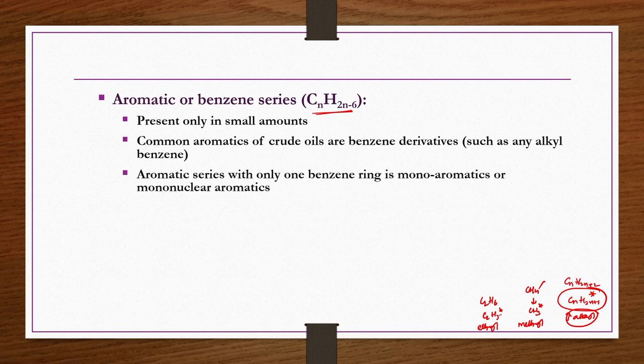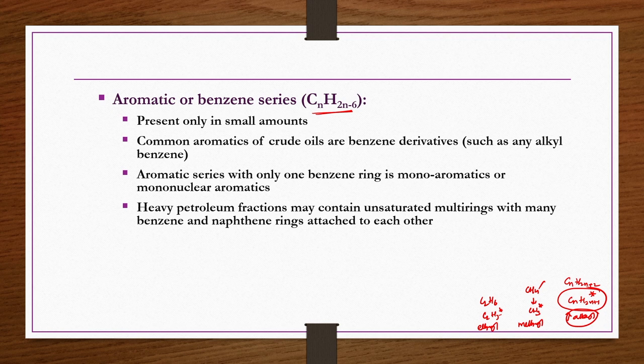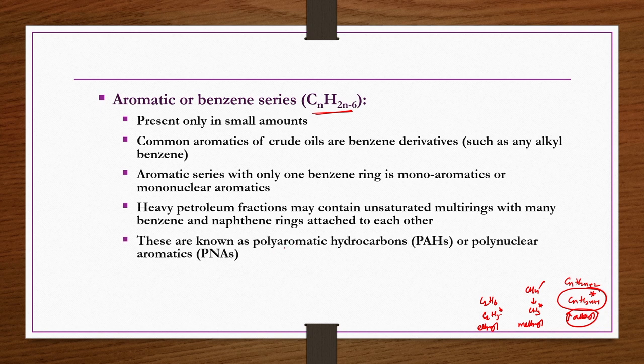Aromatic series with only one benzene ring is monoaromatics or mononuclear aromatics. Heavy petroleum fractions may contain unsaturated multi rings with many benzene and naphthene rings attached to each other. These are known as polyaromatic hydrocarbons or polynuclear aromatics, PAH or PNA.